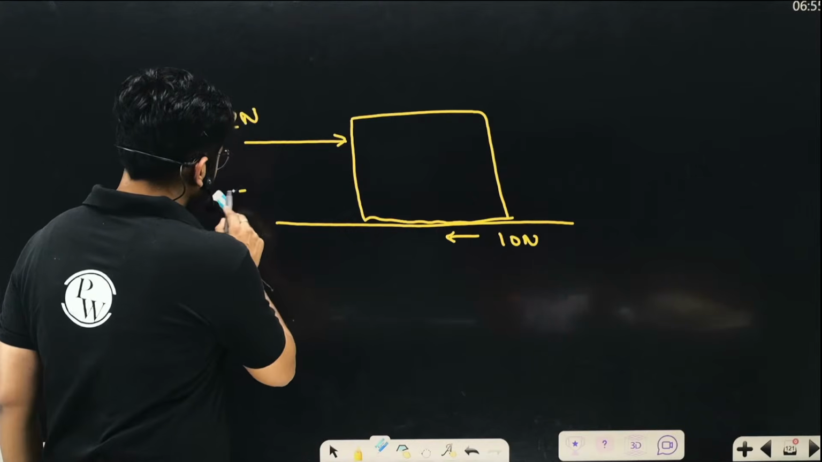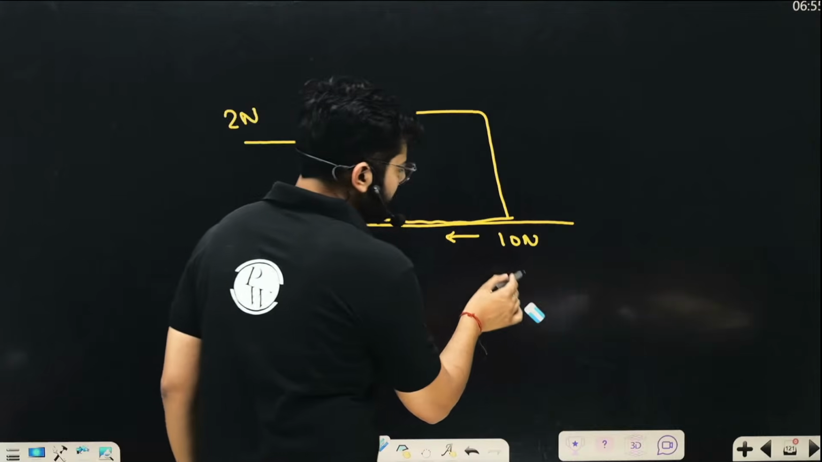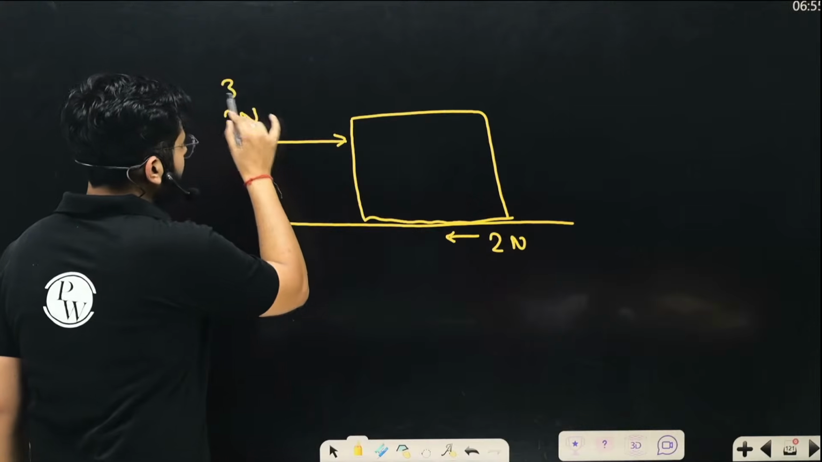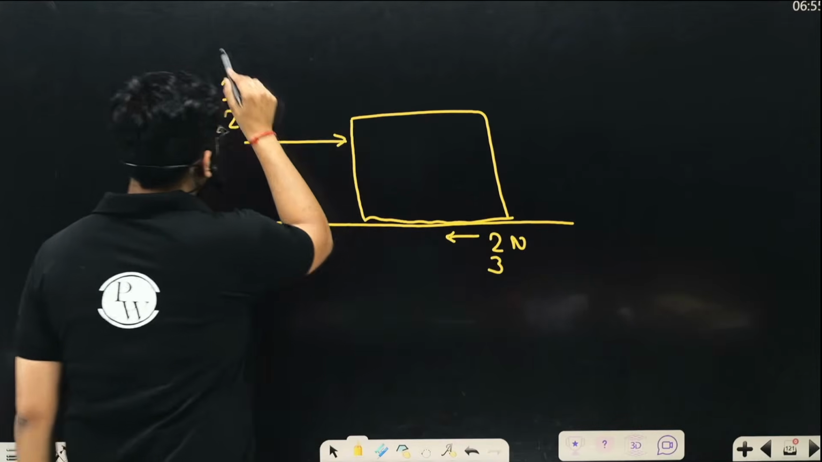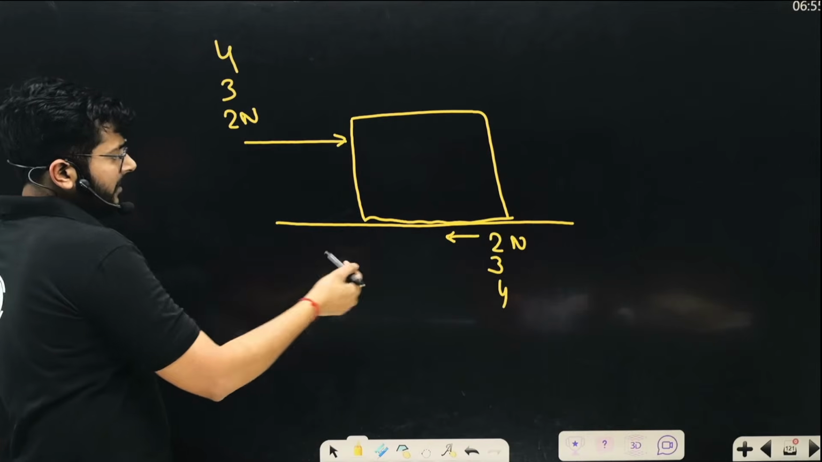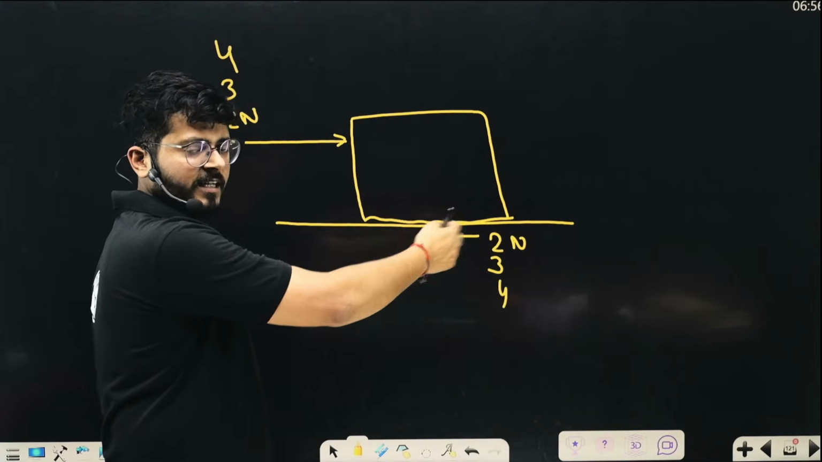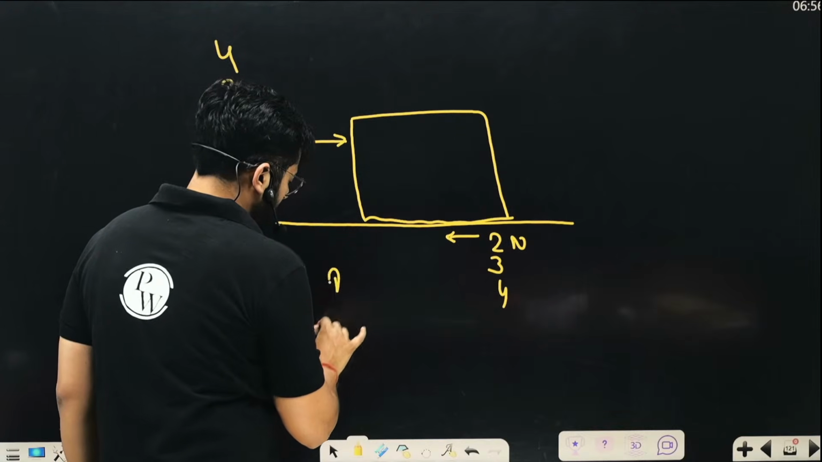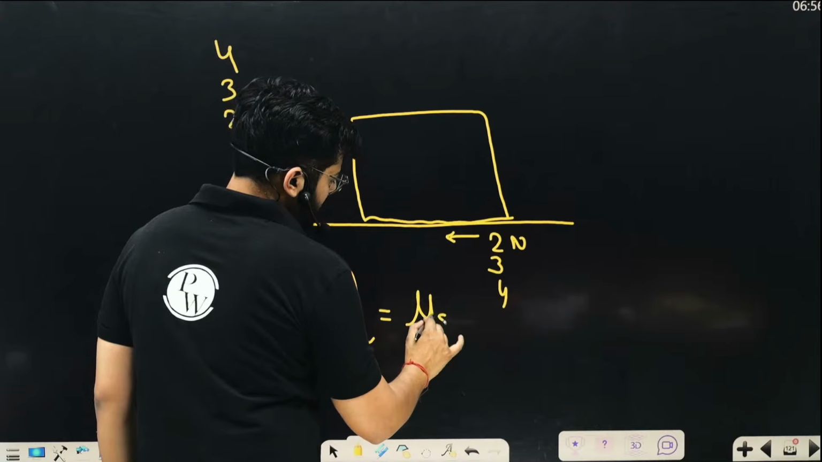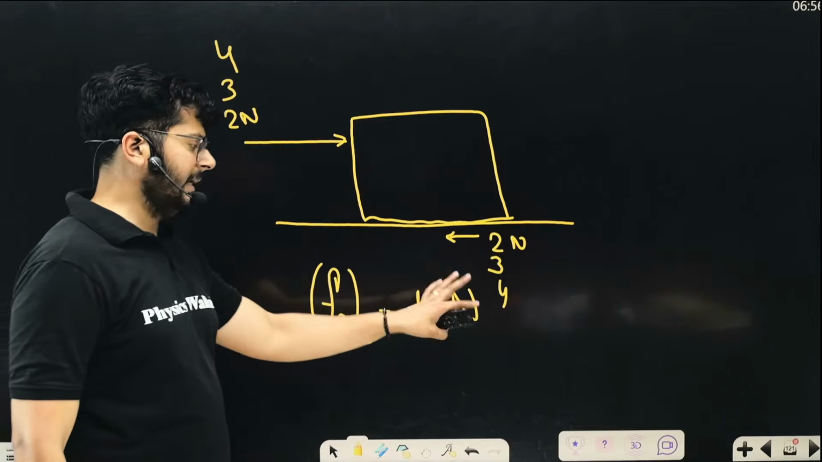So if you are applying 2 Newton and the body is not moving, that means it is only opposing you with 2 Newton. You apply 3, you will be opposed by 3. You apply 4, you will be opposed by 4. Gradually, the maximum value of friction that can be applied by the contact surfaces is called the limiting value of static friction, which is mu s, the coefficient of static friction, into the normal reaction.